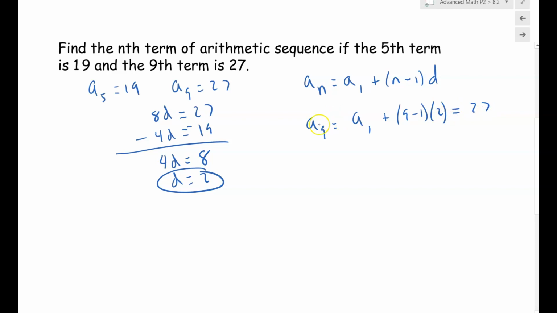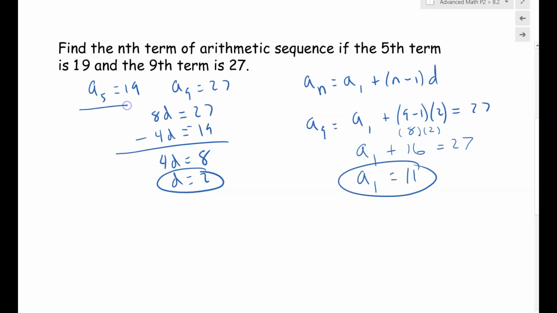So we don't have to really use this part. So we're going to say a sub 1 plus, and this is what, 8 times 2. So that's going to be 16 is 27. Okay. Did I do that right? I think so. Okay, so we get a sub 1, I was just checking my work, is 11. All right. Okay, we could have used fifth term, it doesn't matter.